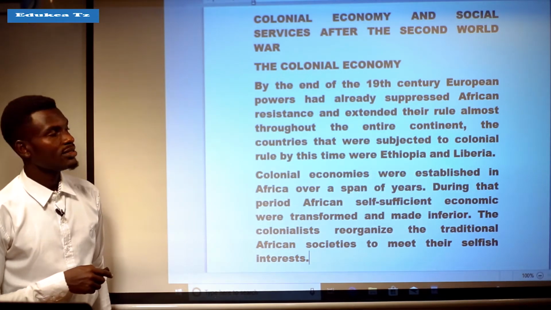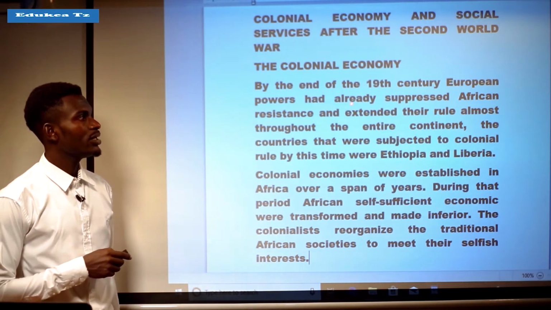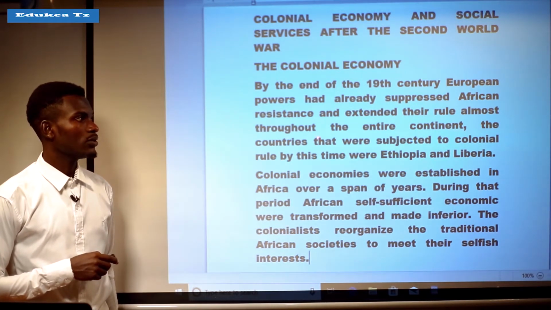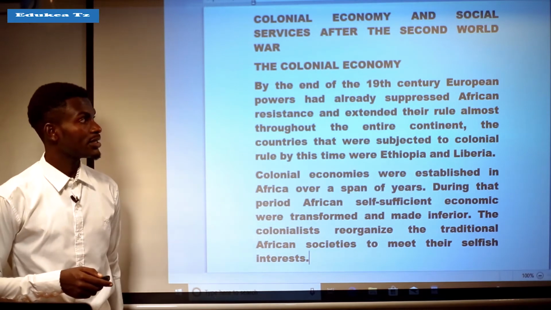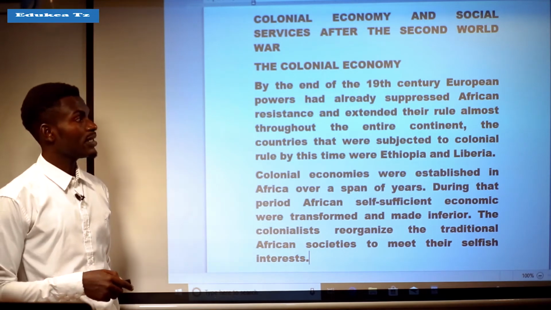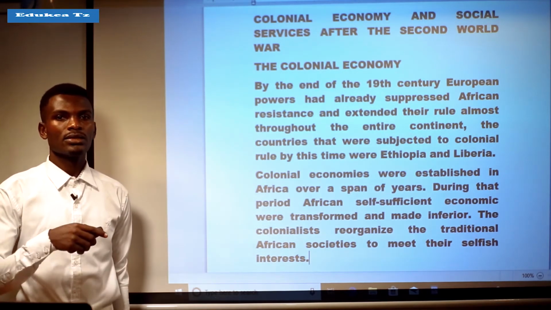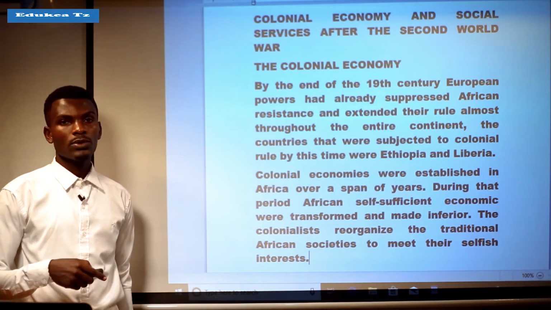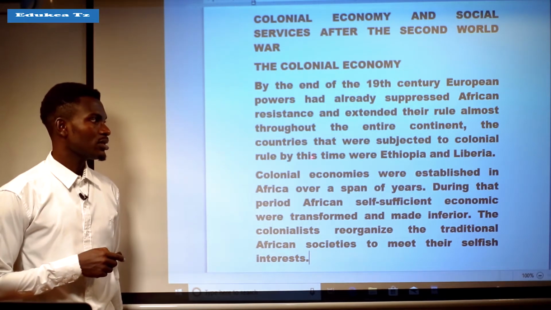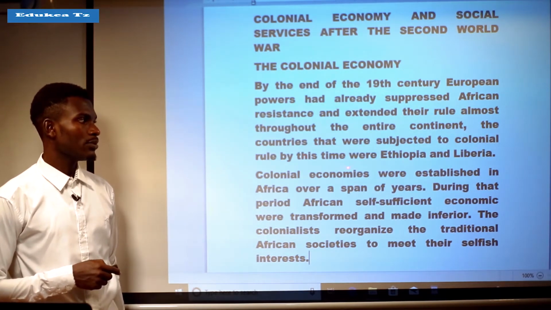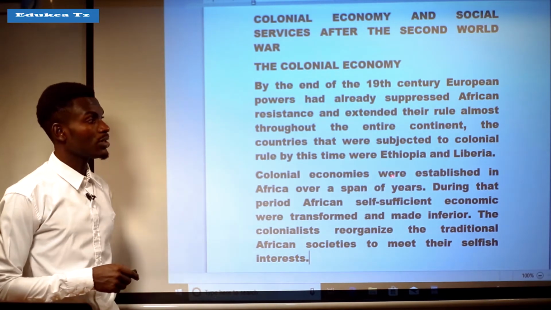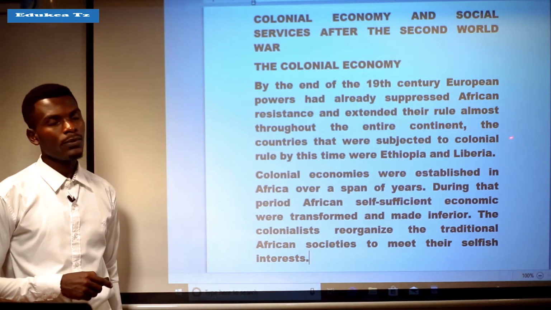By the end of the 19th century, European powers had already suppressed the African resistance and extended their rule almost throughout the entire continent. The countries that were not colonized during that time were Ethiopia and Liberia.